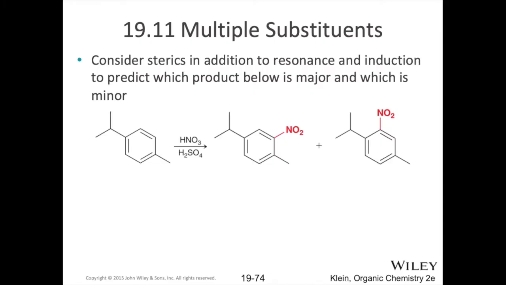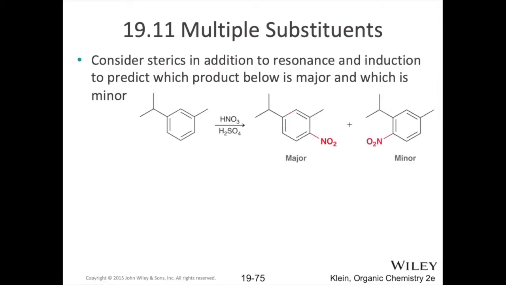Another consideration taken into account is sterics. Here we have two alkyl groups, so they're both weak activators. Which one takes priority? Well, while both groups want to get the nitro group ortho to it, it makes more sense to have it ortho to the smaller methyl group. Okay, there's less steric hindrance there. So it makes sense that this product over here on the left is the major product. This product over here is the minor product.